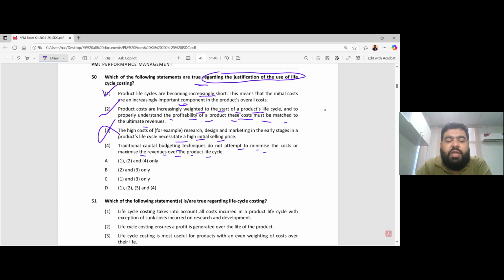Yes, traditional capital budgeting means, like before lifecycle costing, traditionally what we were doing, we're not focusing on the cost or revenues over the life. We're just focusing on the cost of this year, and we want to earn the profit. Accordingly, we set the selling price.